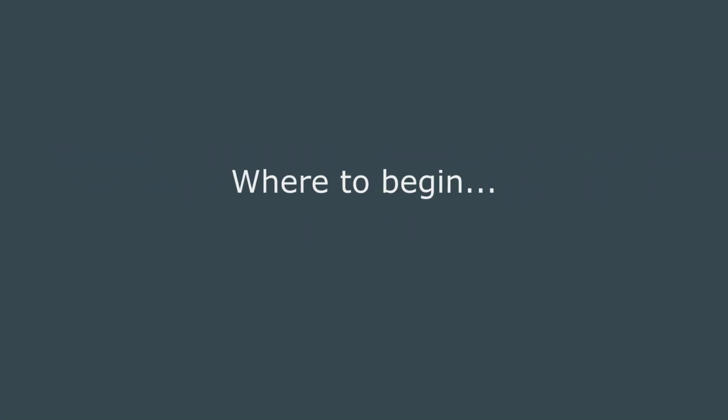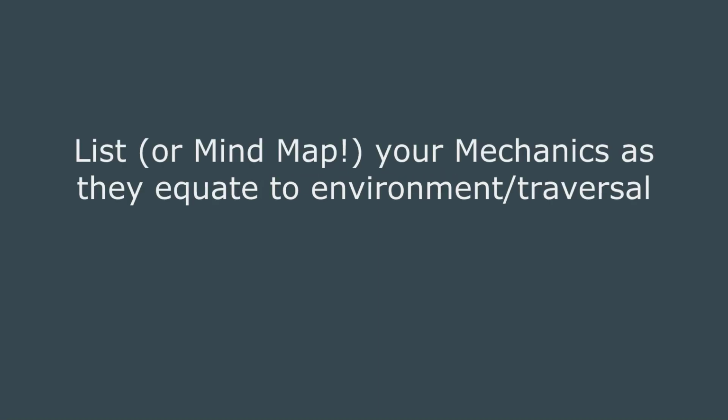So, with regard to what you guys are going to do, the tiny swatch of a level that you're going to make, you need some idea of where to begin in terms of figuring out what affordances you're going to put in your environment and what it is that they do. So, you could list, or mind map, because I know how much you all love mind maps after I've made you do one, list your mechanics as they equate to environment and to traversal.